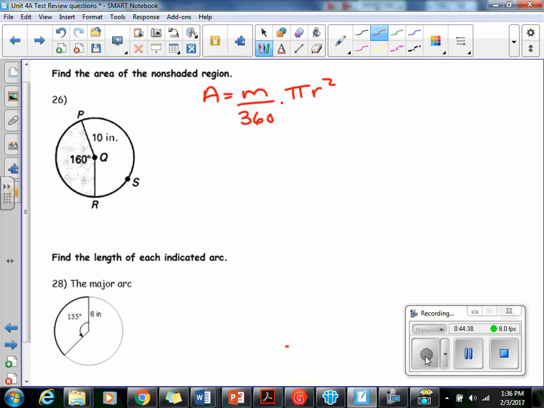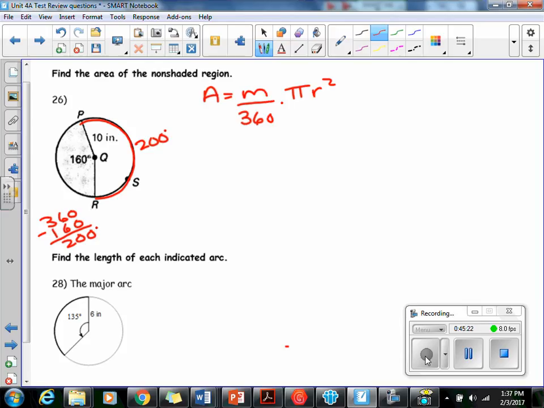Now, the question says the area of the non-shaded region, so you have to think about what they're saying. They've already told us that this arc is 160 degrees. So if this is 160, what is this going to be over here? It's 200. Yep. If you're wondering why it's 200 degrees, remember, the whole circle is 360. You already have 160, so you just subtract. Okay, so the unshaded region has a measure of 200 degrees.